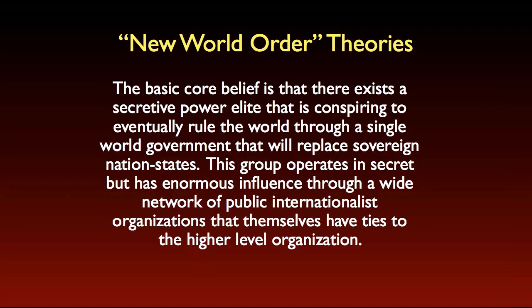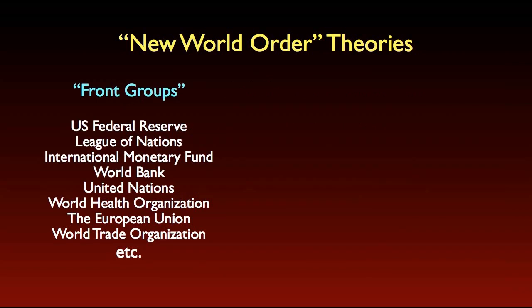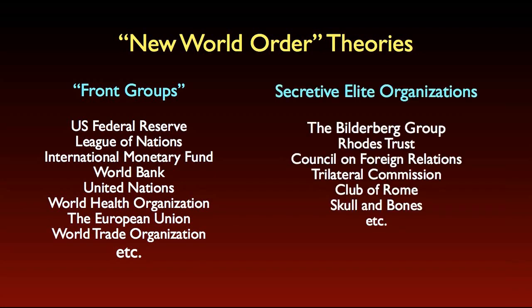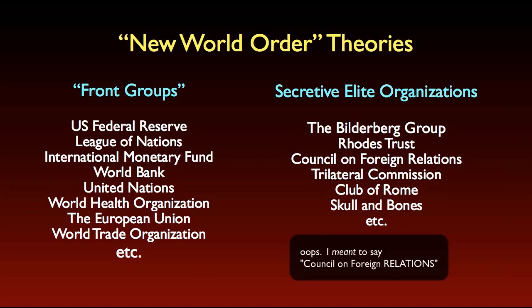Now, among conspiracy theorists, the list of front groups and institutions changes depending on who you ask. But the names of institutions that you commonly hear include the U.S. Federal Reserve, the League of Nations, the International Monetary Fund, the World Bank, the UN, the World Health Organization, the European Union, the World Trade Organization, and so on. The agendas of these international institutions are established in secret meetings associated with elite figures and international power brokers, like the Bilderberg Group, the Council on Foreign Affairs, the Trilateral Commission, and so on.